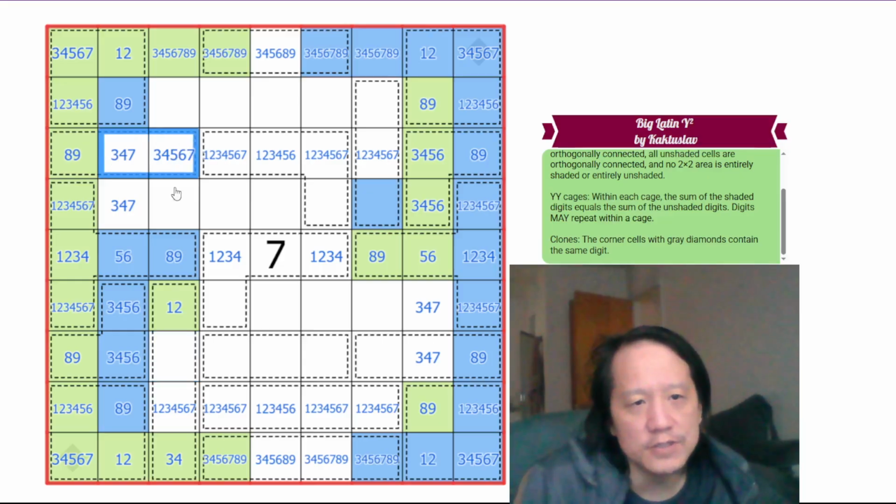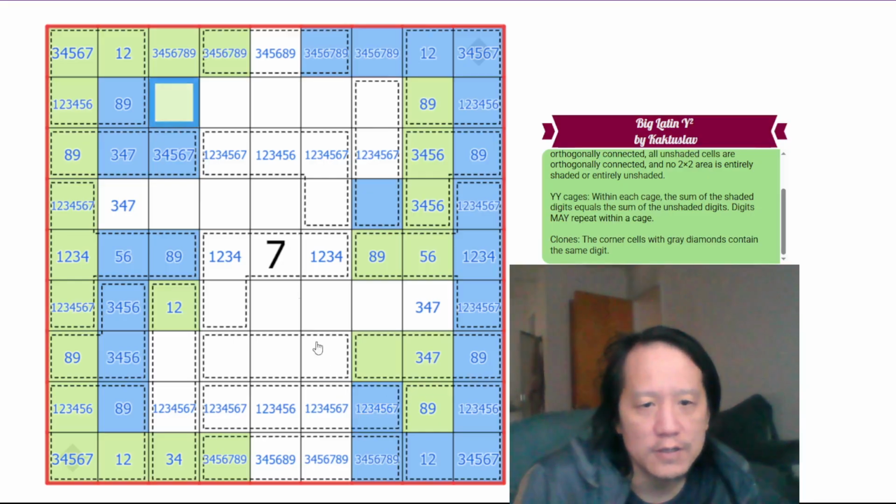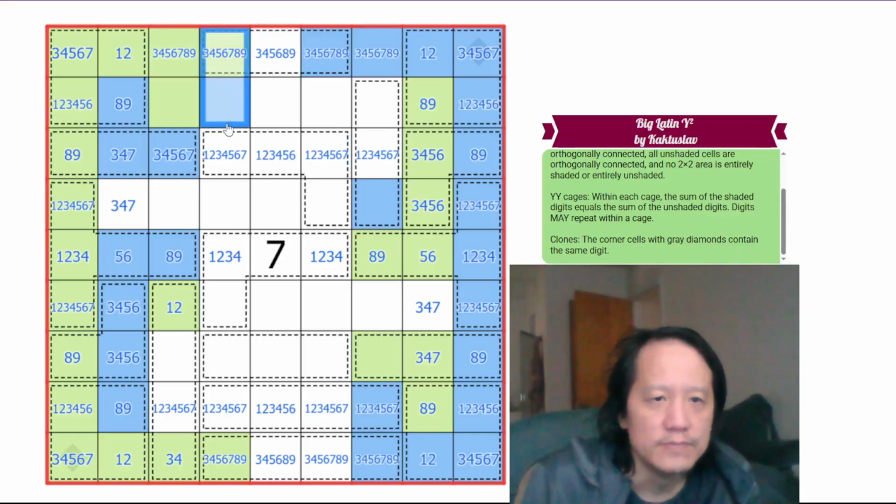Yeah, so these two must add up to this one. So these are both blue. These two must add up to this one because of the same thing. Neither of these are 8 or 9. So these are both green. Which forces this to be blue and this to be green. That forces this to be blue because of the 2x2 area.